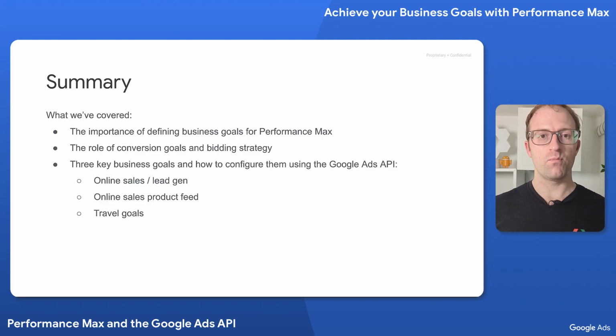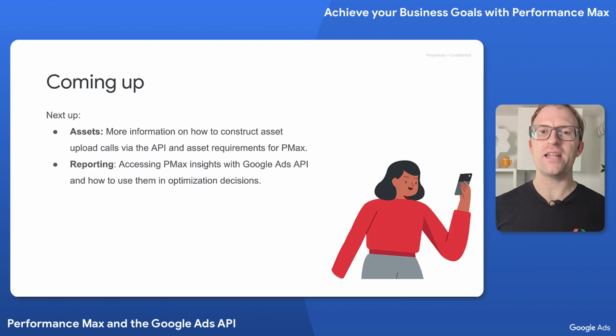So in summary, we've discussed the importance of defining business goals and what use cases that Performance Max can help achieve, the role of conversion goals and bidding strategy and how these 2 aspects of PMax work together to converge on advertiser goals, and the introduction of 3 key business goals and how to configure them using Google Ads API. Online sales and lead gen, online sales with product feed, and travel goals. I hope we have left you with many thinking points about the business goals and what it might look like for PMax and your campaigns.